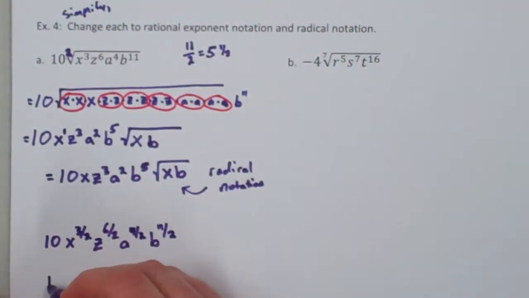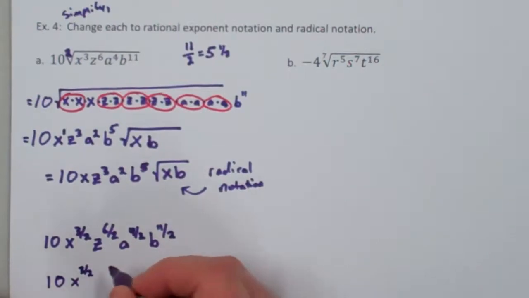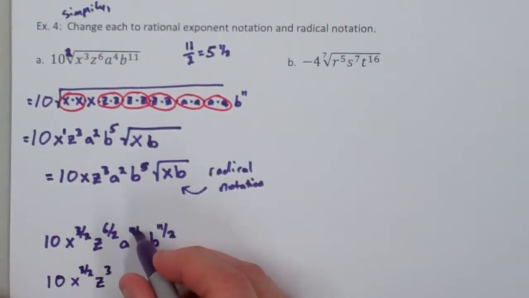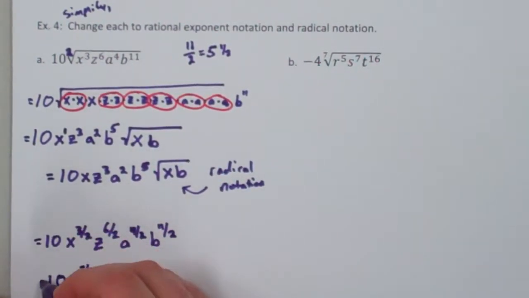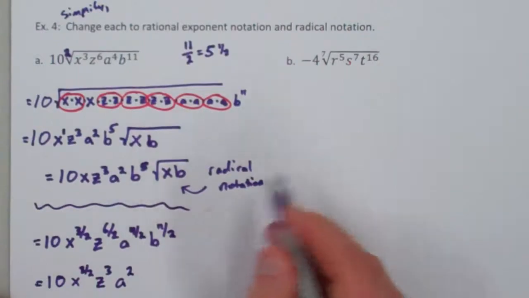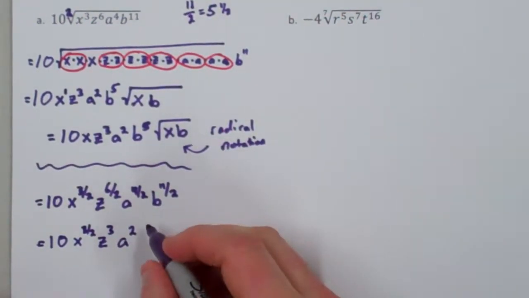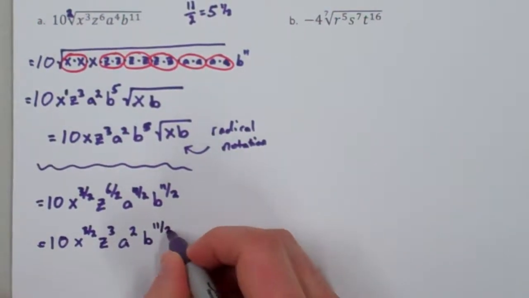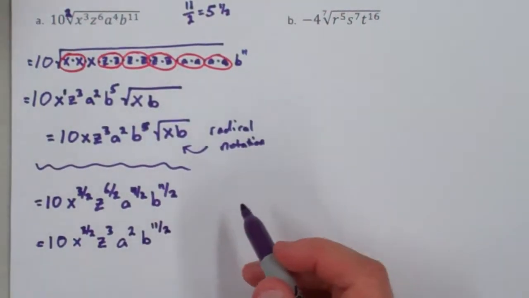We just need to go ahead and clean this up a little bit. The x to the 3 over 2 can't be simplified. The 6 over 2, though, is 3, and then the a to the 4 over 2, that's a squared. Move this up a little bit, hopefully that's not off the screen. And then this is b to the 11 over 2. So go ahead and simplify your fraction parts in the exponent position.